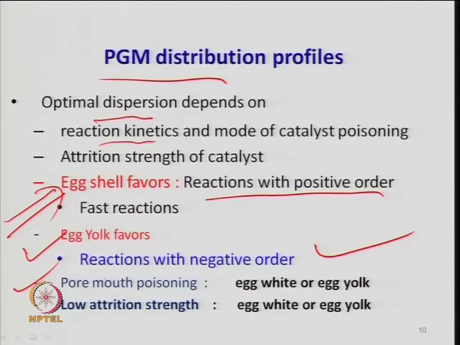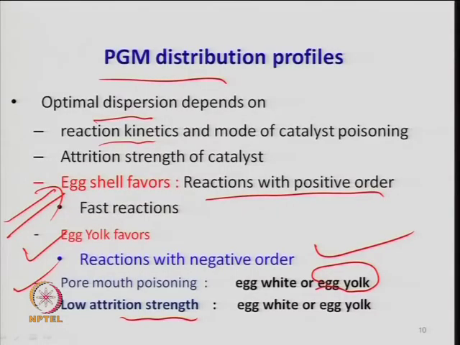Pore mouth poisoning means the precursor deposits on the outer surface of the catalyst. At that time it is advisable to take either egg yolk or egg white, because you do not want to allow the poison precursor to reach the platinum surface. Your catalyst is very precious, and if poison deposits on those surfaces, your activity becomes 0 or very low. That is to be avoided. So, at that time you prefer something like egg white or egg yolk, but not where the catalyst is deposited on the outer surface, egg shell.